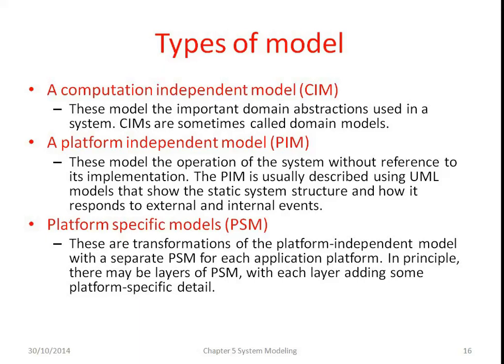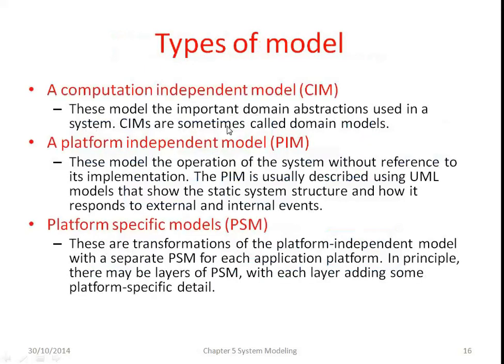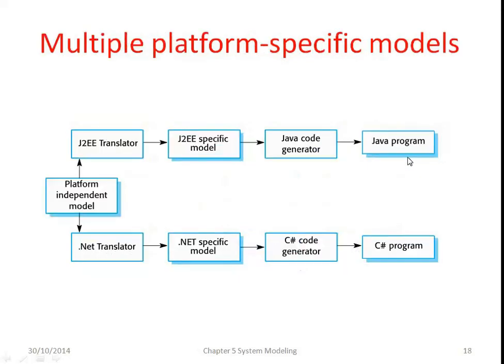Platform independent model. So all these are the three types of models in model driven architecture transformations: computation independent, platform independent, and platform specific models. These are the three types of models, and they generate the executable code. Translators are used with domain specific guidelines, platform specific guidelines given to the translators, and language specific guidelines. After all this, it generates the executable code.